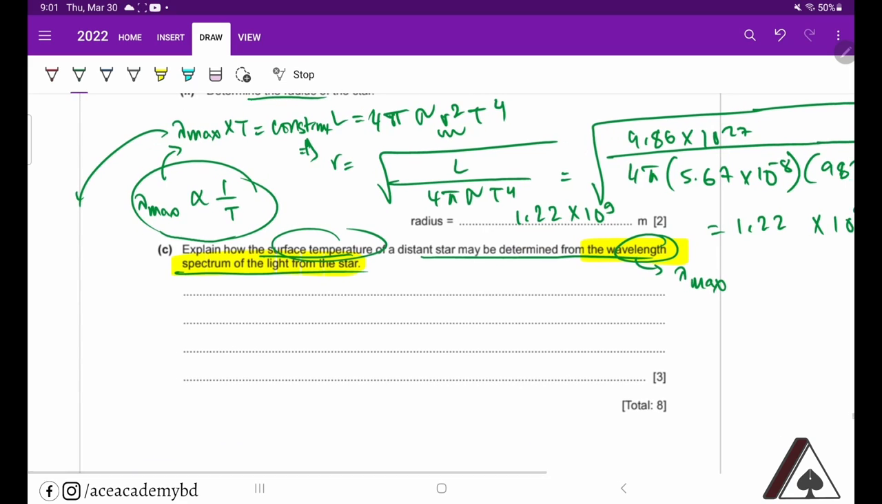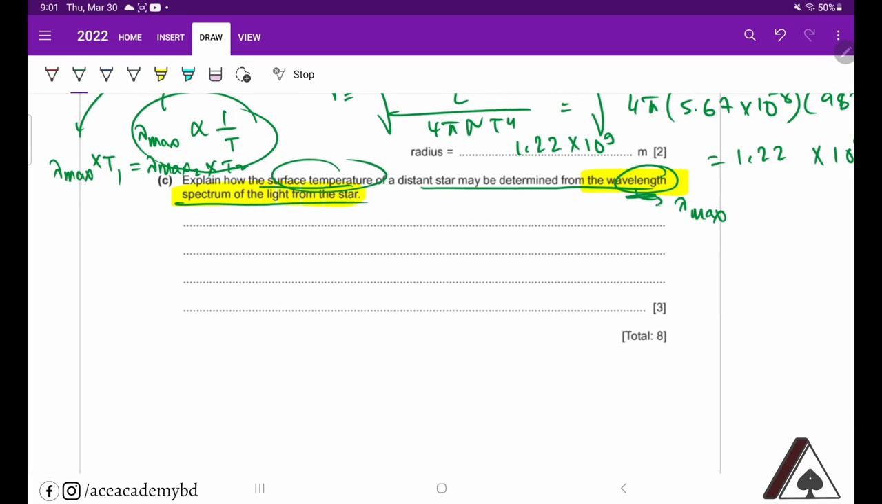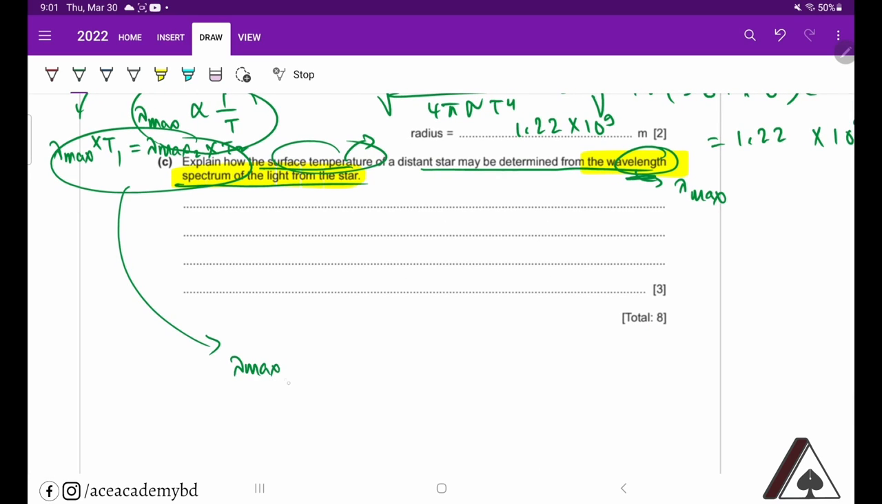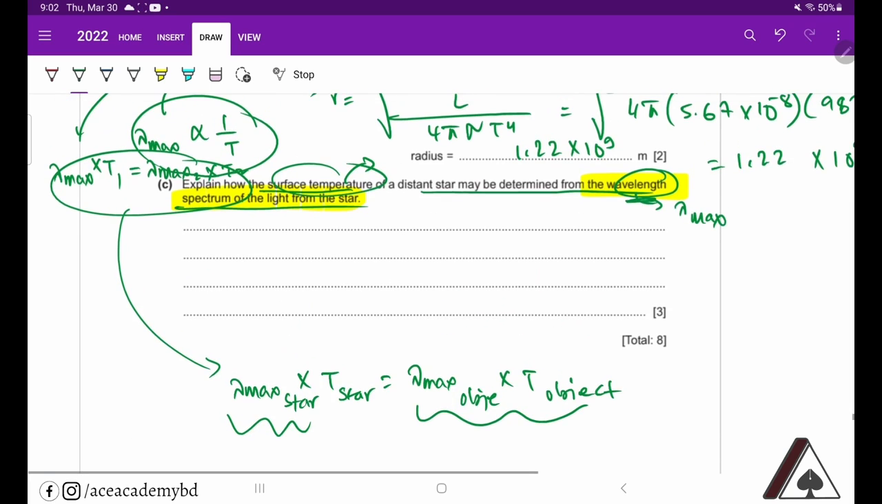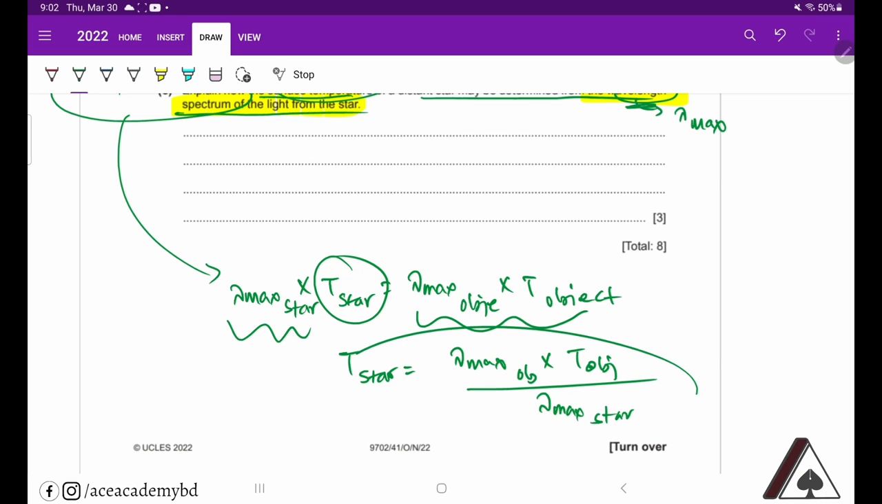So over here, we can say lambda max times T is basically a constant. You also have to make use of this ratio in many maths problems related to astronomy. So you can write lambda max 1 times T1 equals lambda max 2 times T2. You can make equations like this and solve. If we are to find the surface temperature of this star, we need to know the wavelength and temperature of another object, and we can compare them by using this specific ratio. For example, this is the lambda max of the star, and this is the temperature of the star. And we know the lambda max of a known object, and we also know the temperature of that known object. If we also find out the wavelength max of the star from the wavelength spectrum, then we can easily find the thermodynamic temperature of the star by doing this: lambda max of the object times T of the object, divided by lambda max of the star. That's basically how we can find it out.